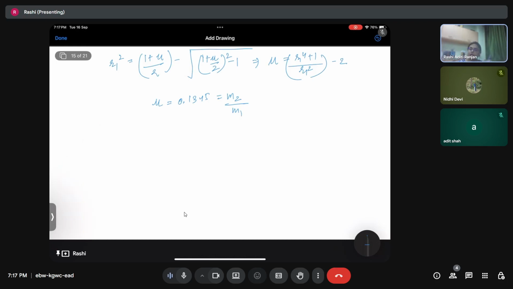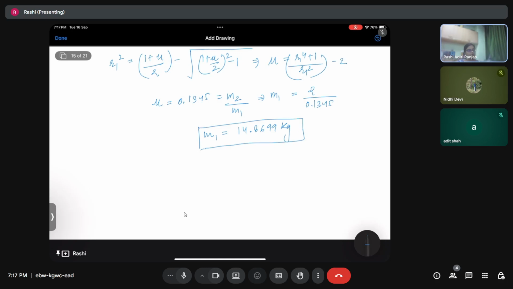Since we already have the value of m2 as nothing but 2 kg, the value of m1 is going to be 2 by 0.1345. So m1 will turn out to be 14.8699 kg. From here, what did I get? I got the mass of my system.